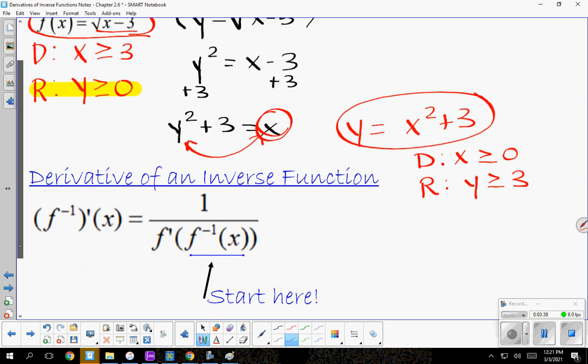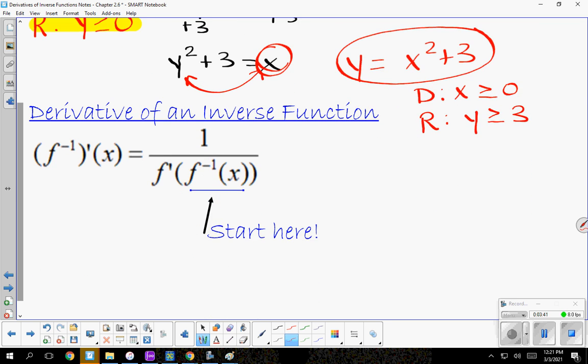And since that's not always possible, we have a formula for what we do if we can't do it. So we're going to see questions that are going to ask us to find the inverse function and then take its derivative. If we can't find this inverse function, then obviously we can't take the derivative. So this formula allows us to find the value without actually being able to find the inverse.